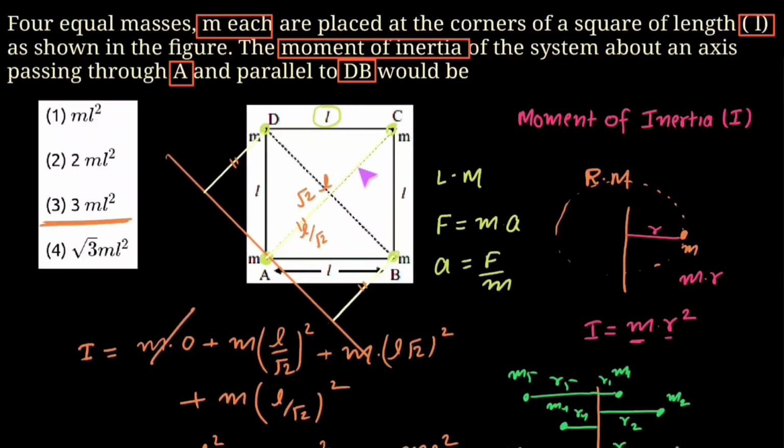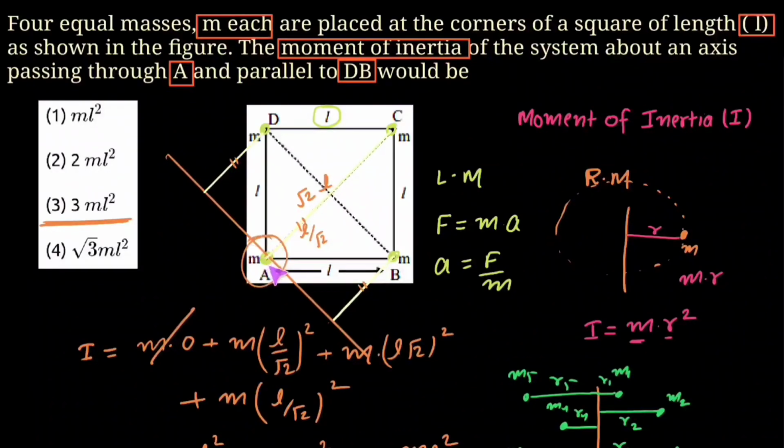So let me quickly revise this question again. Here we are asked to find the moment of inertia of this given figure. In this figure, the 4 masses, each of m, are placed at the 4 corners of this square. The side of this square is L, so its diagonal would be L root 2. Half of the diagonal would be L root 2 divided by 2, which is equal to L upon root 2. The formula of moment of inertia is mass into r square. It is the second moment of mass.